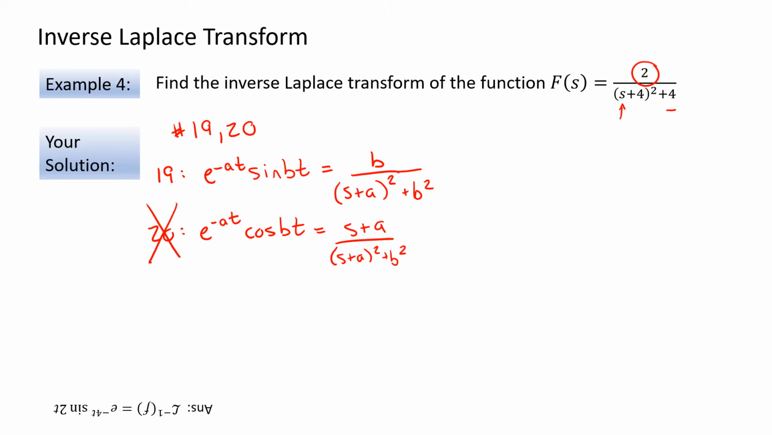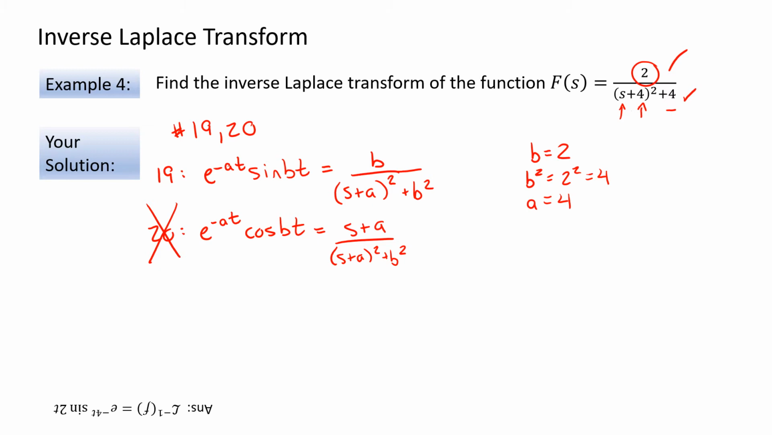What we see here is that b would be equal to 2, and b squared is equal to 2 squared, which is equal to 4, which matches those, meaning that a must be the value within the brackets here. So a must be equal to 4. Okay? Again, just finding that data within what you're provided.